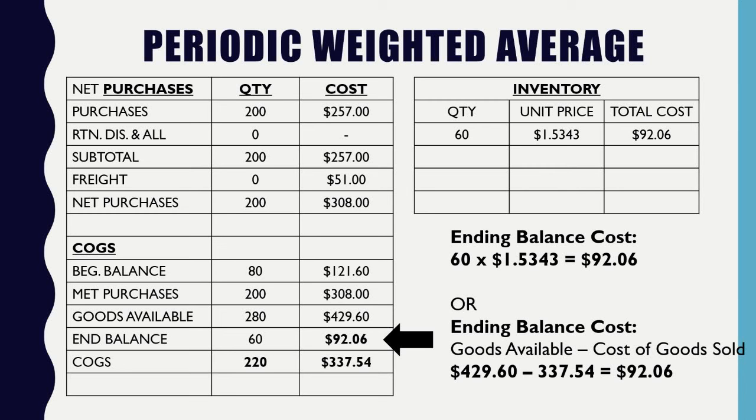So again, this is where I was talking about your rounding errors. If you rounded too early in your cost of goods sold, and if you round your ending balance, this is where you can either add a couple pennies here and there. So you want to make sure that at the end of the day they do come out evenly. Does 92.06 plus 337.54 equal 429.60? 4 plus 6 does indeed equal 10. Okay? So just a little friendly reminder there.